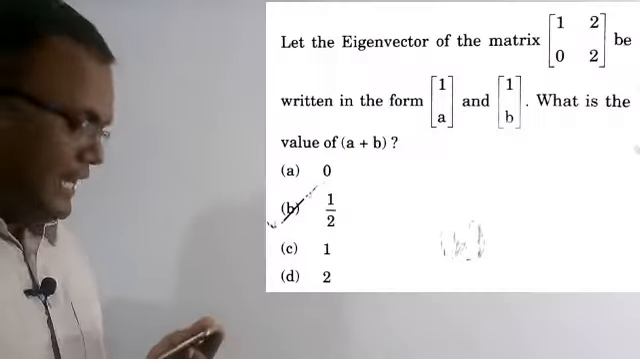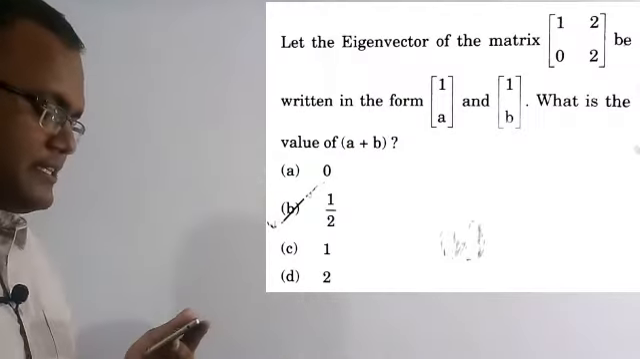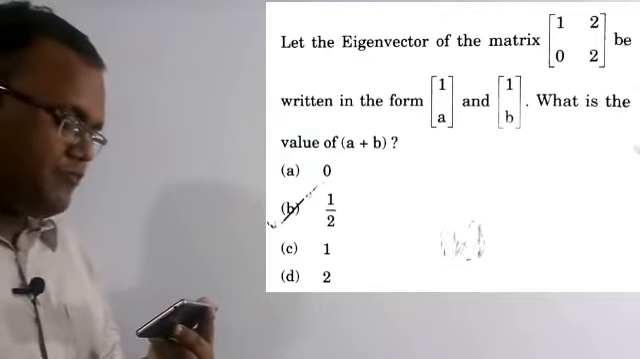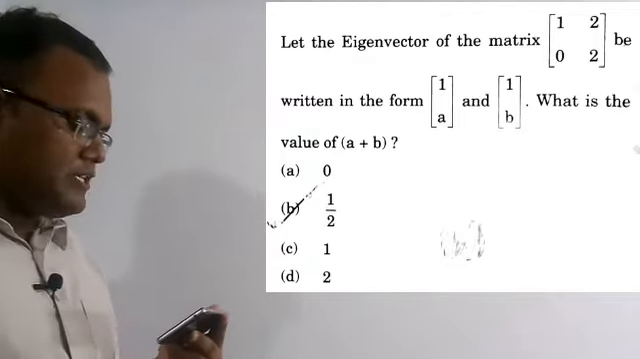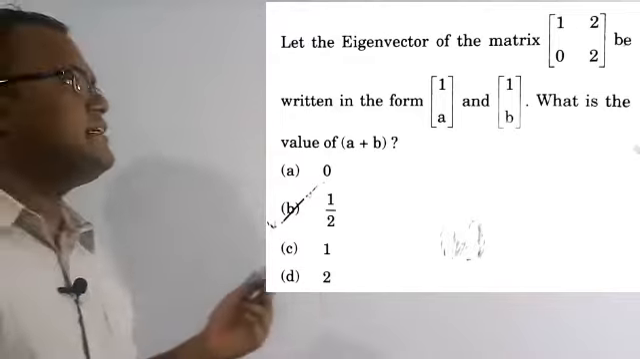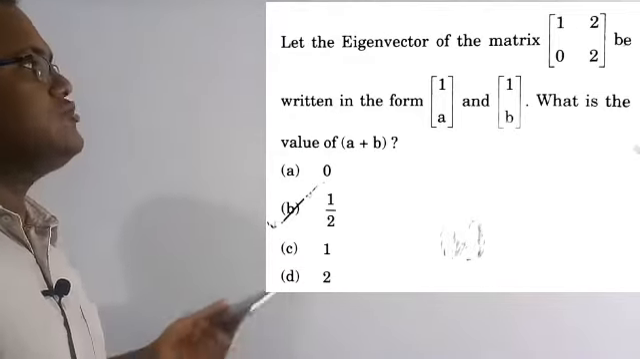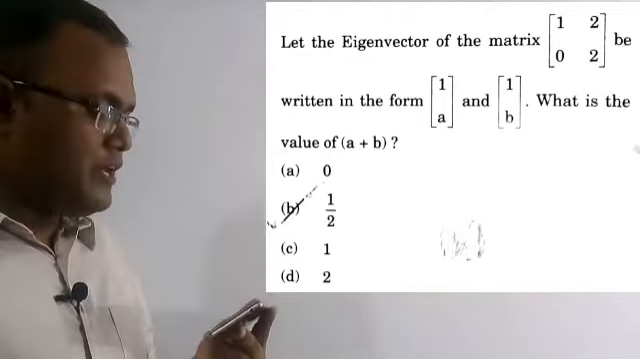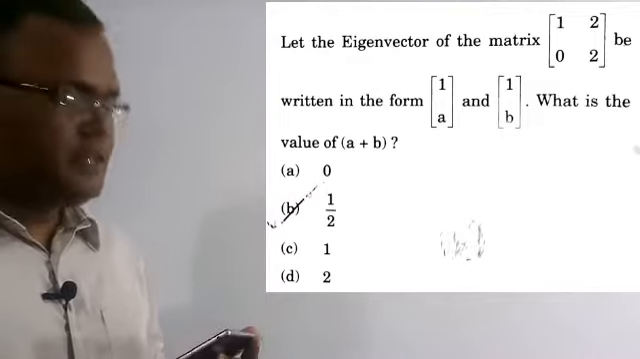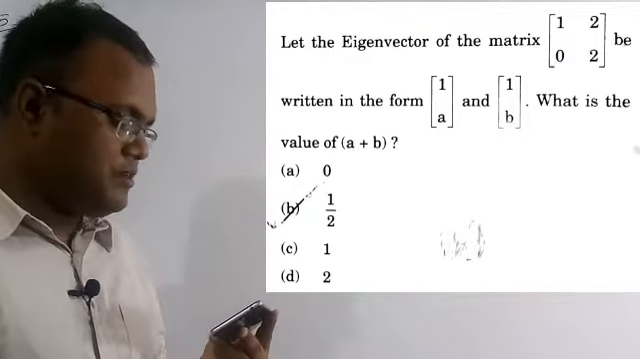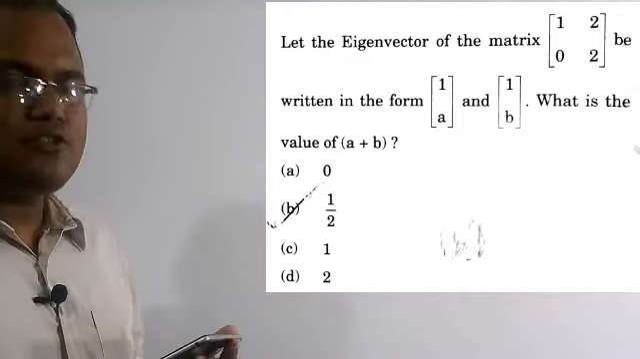Let the eigenvector of the matrix 1, 2, 0, 2 be written in the form of 1, a and 1, b. So what is the value of a plus b? In the question they give the matrix and also the eigenvectors, and we need to find the value of a plus b. So what are the four options? Option B, half: a plus b is equal to half is the correct solution of this question.